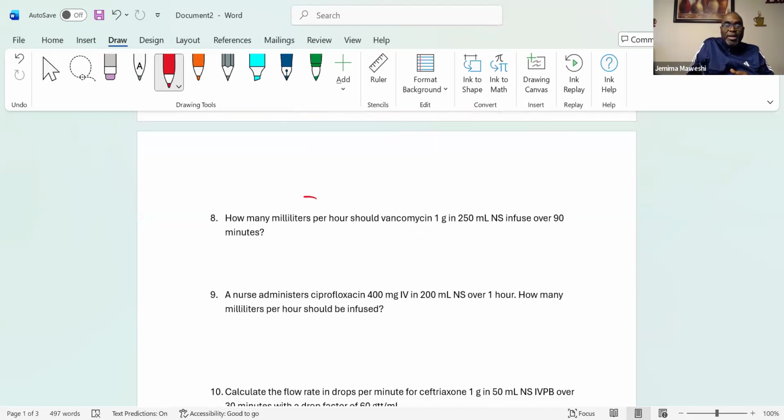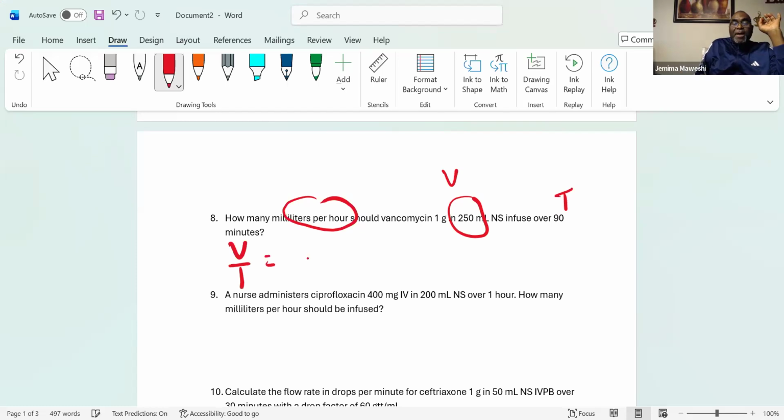We are looking for milliliter per hour. You see, our volume is there and our time is there, but it's in minutes. Remember what I gave you in the example. So we're going to do volume over time. But because my time is in minutes and I'm looking for milliliter per hour, I'm going to do 250, I multiply that by 60, and I divide that by 90.